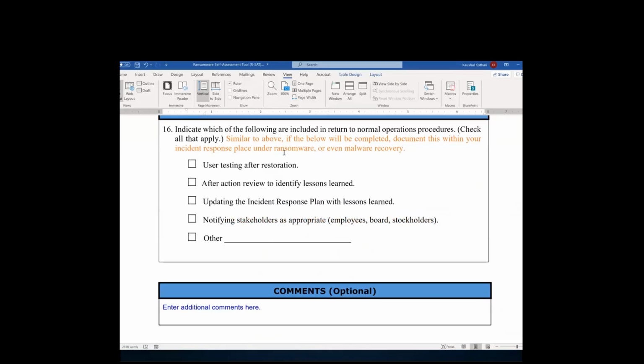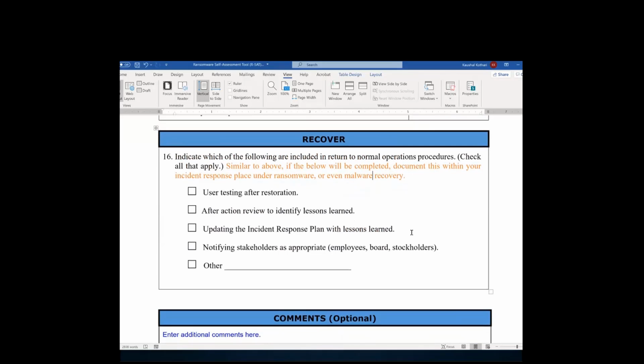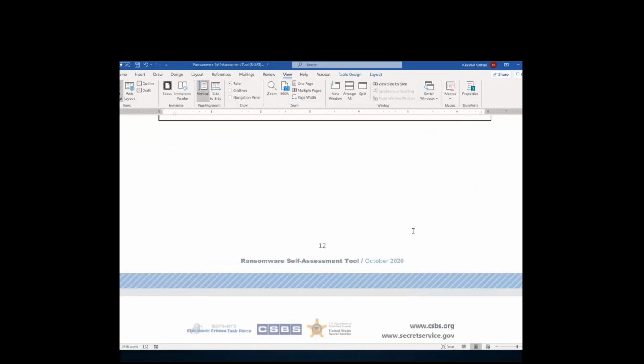And then the same thing here on the recovery side, I would just take these and put them into the plan and say you'll do them. And then if you do have some type of malware or ransomware attack, definitely make sure you're following through with that in some type of document.